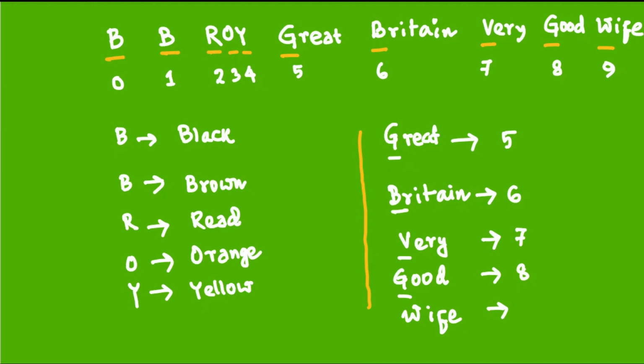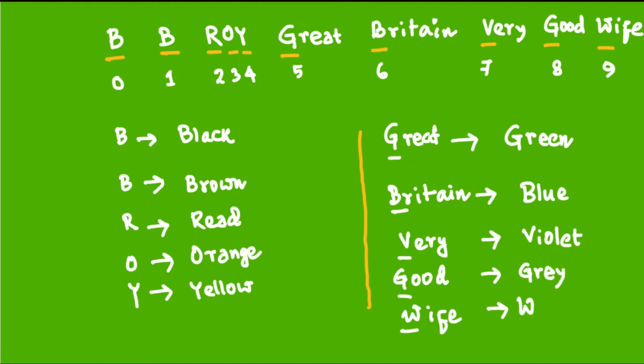So the first letters of these five words, Great Britain, very good wife, are G, B, V, G, W. Here B is for blue, and G of Great is green. V of Very is violet. G from the word Good is grey, and W from the word Wife is white.